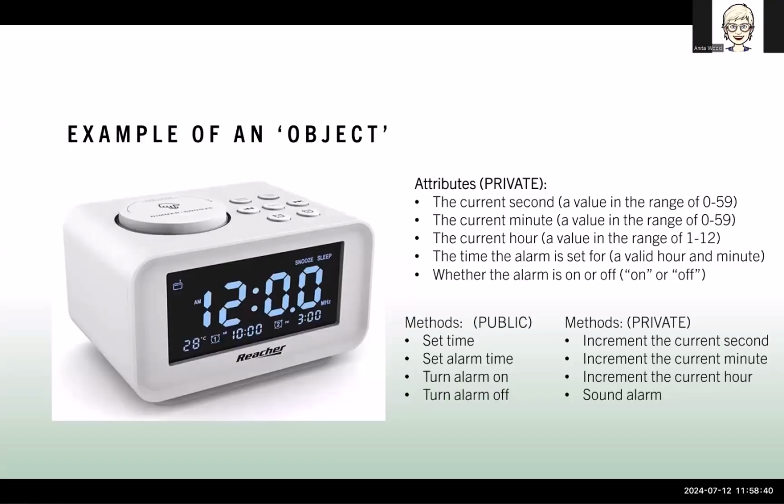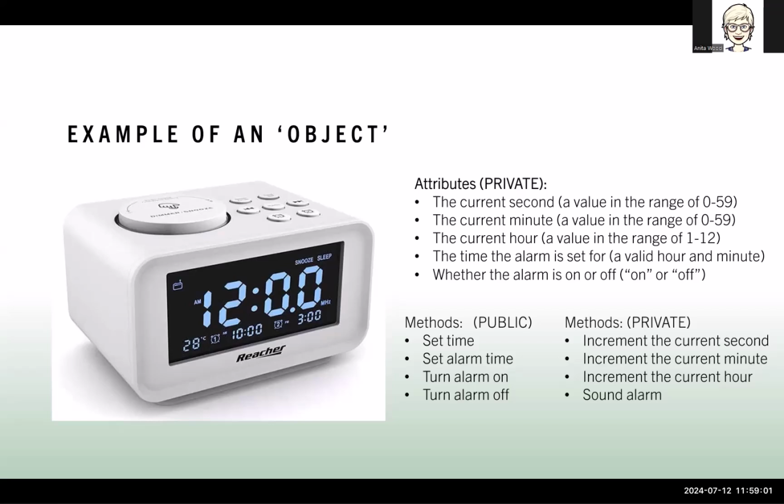Think of your alarm clock as an object. It has the following attributes: current second, current minute and hour, the time the alarm is set for, and whether the alarm is on or off. As you can see, the attributes are merely data values that define the alarm clock's state.